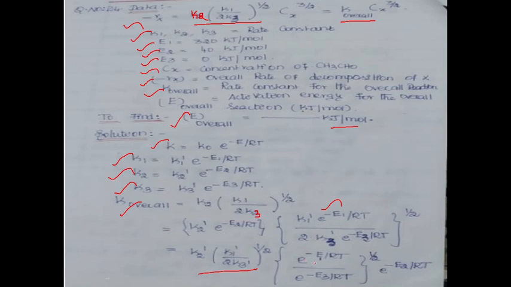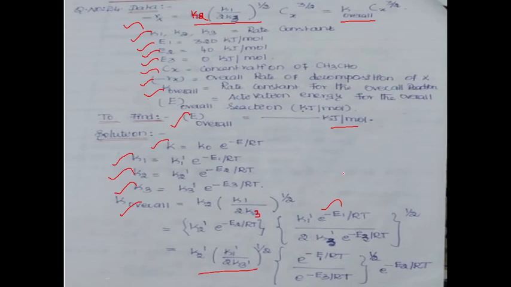Then the activation energy term: e power minus E1 by RT, power 1 by 2. This can be written as e power minus E1 by RT divided by e power minus E3 by RT, power 1 by 2. The outside term is e power minus E2 by RT. So e power minus E1 by RT can be written as e power minus E1 by 2RT, and e power minus E3 by 2RT. The minus E3 comes to the numerator side as plus E3 by 2RT.